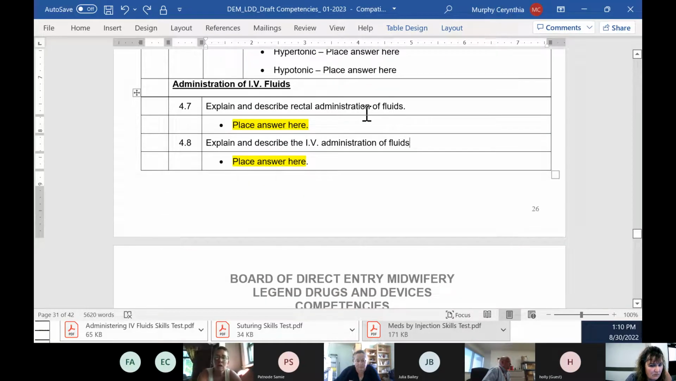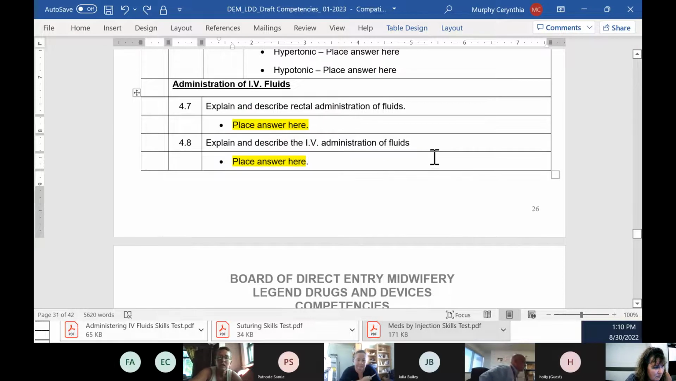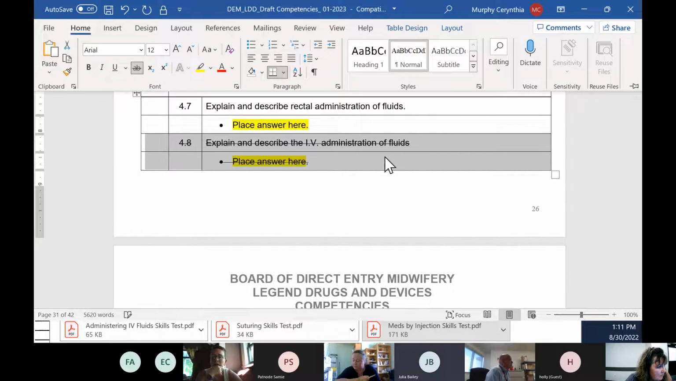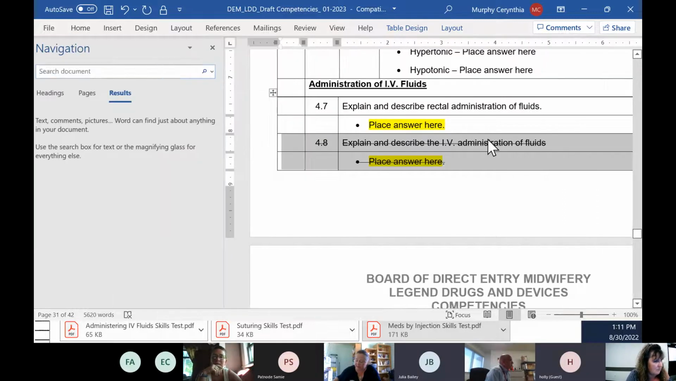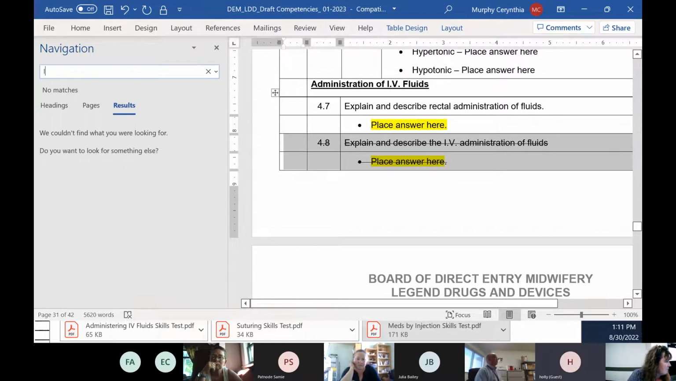I want to go back to what Greg said: if in 4.8, are we just circling all the way back? Like we've already kind of talked to this, right? Didn't this already happen earlier? And if you want to keep it there and also have it with the rectal, then it should be administration of fluids, period. Did we already cover the steps to administer IV fluids? No, I don't think we have covered that yet. It's just listed in routes of administration, but I don't think the steps have been covered.